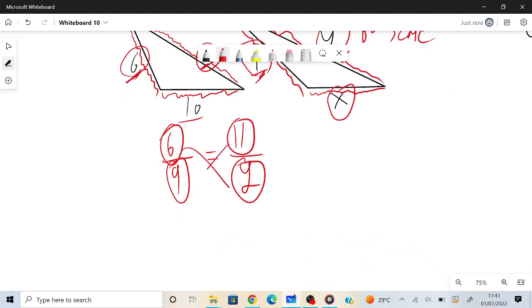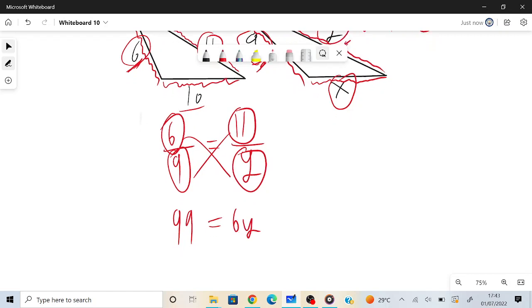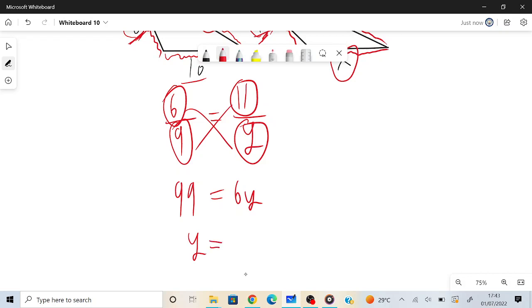So cross multiplication, we know this is 99, because 11 times 9 is 99, equals 6y, because 6 times y is 6y. And we know that y is 99 divided by 6, and that is 16.5, if I'm not wrong. Let's just quickly check that in the calculator. 99 divided by 6. Yep, 16.5.